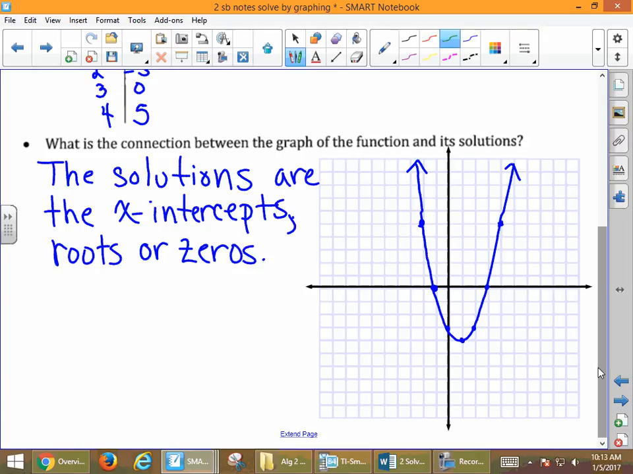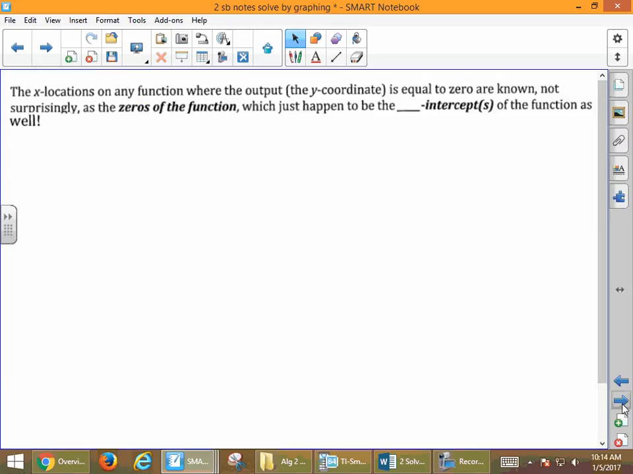Again, what we found when we factored a moment ago is that negative 1 was a solution and positive 3 was a solution, and that's where we came up with our x-intercepts. So that's what we're looking for when we solve these graphs, which is essentially what this says. The x locations on any function where the output, the y-coordinate, is equal to 0, not surprisingly, is known as the zeros of the function, the roots of the function, the x-intercepts of the function. Solutions are the x-intercepts, also known as roots and zeros.